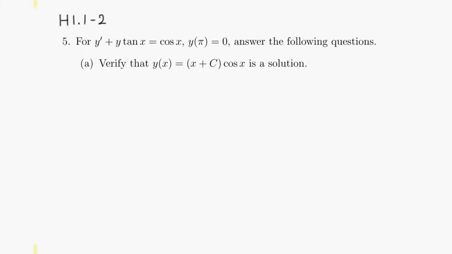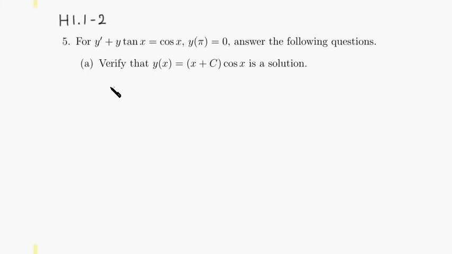Okay, let's look at homework 1.1, 1.2, problem number 5, part A. We want to verify that this function, the quantity x plus c times cosine of x, is a solution of this given differential equation. So let's do that. It looks like it's a first order equation, so we have to find the first derivative.